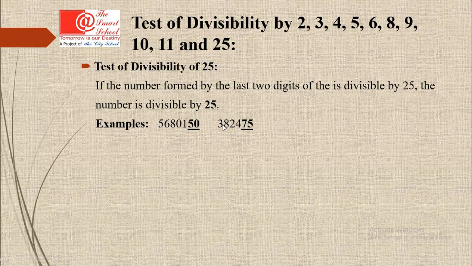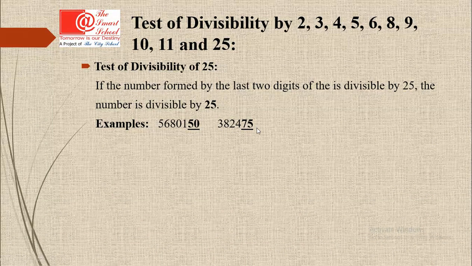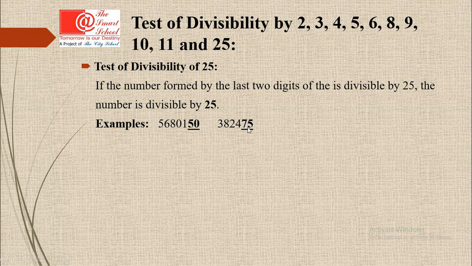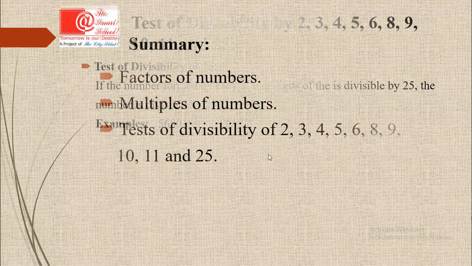Now next number is 382,475. We know that 75 is divisible by 25. It means this whole number is divisible by 25. I hope you liked all these tests.